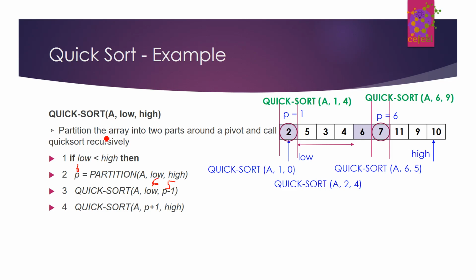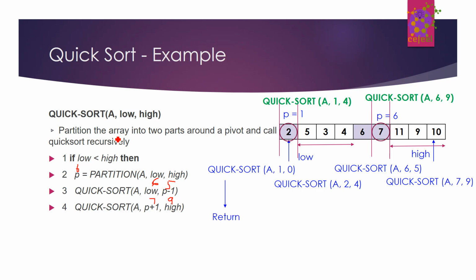And similarly on the right side of the subarray we'll call quicksort a[7..9], because p was 6, so p plus 1 is 7 and high is 9. Alright, so now we are having 4 calls. Initially we had 1 call which made 2 calls, and now from 2 we have 4 calls. Let's see what happens with these 4 calls.